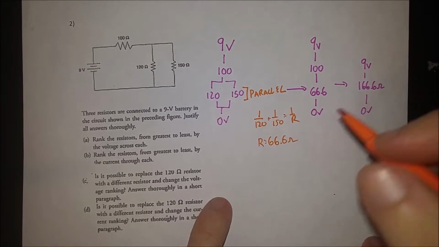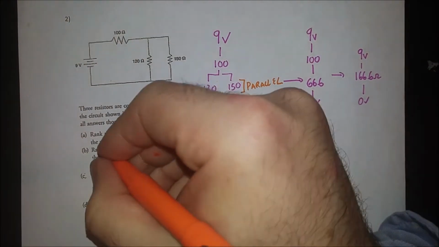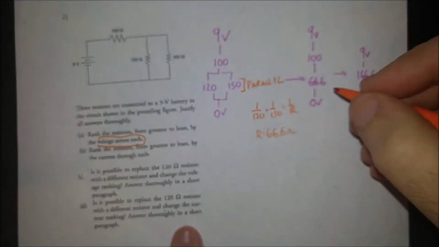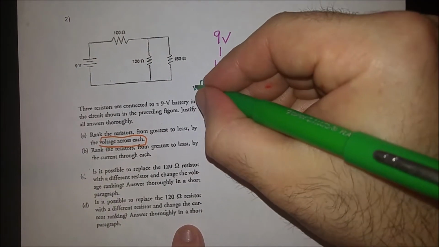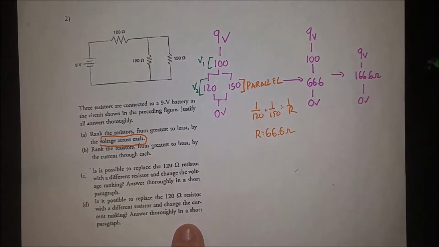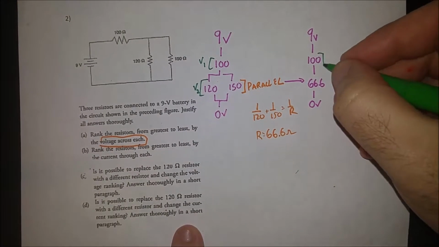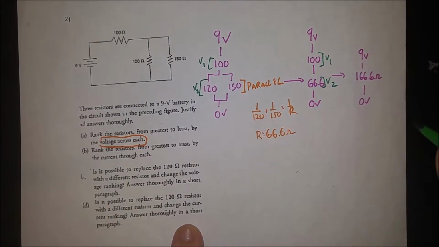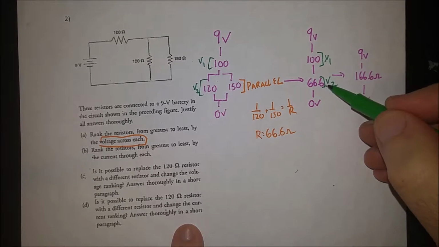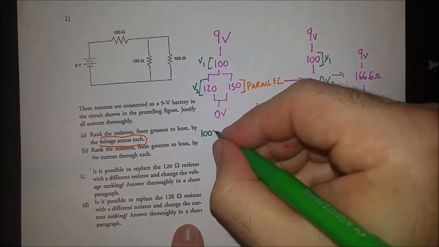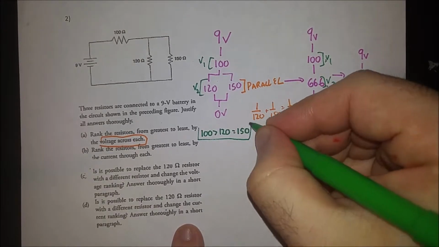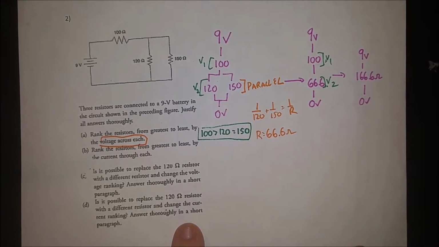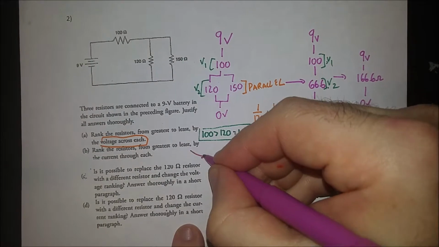So now it says rank the resistors by the voltage across each. Okay, looking at our original picture, I know that some of the voltage is used by the 100, called V1, and then the rest is used by 120 and 150. They're both the same. But look at the second picture I just drew. It's a lot easier. In series, more resistance is more voltage. So the 100's got more than the 66. And the 66 is really those two in parallel, so those two are going to be the same. And that's how I got that right there.